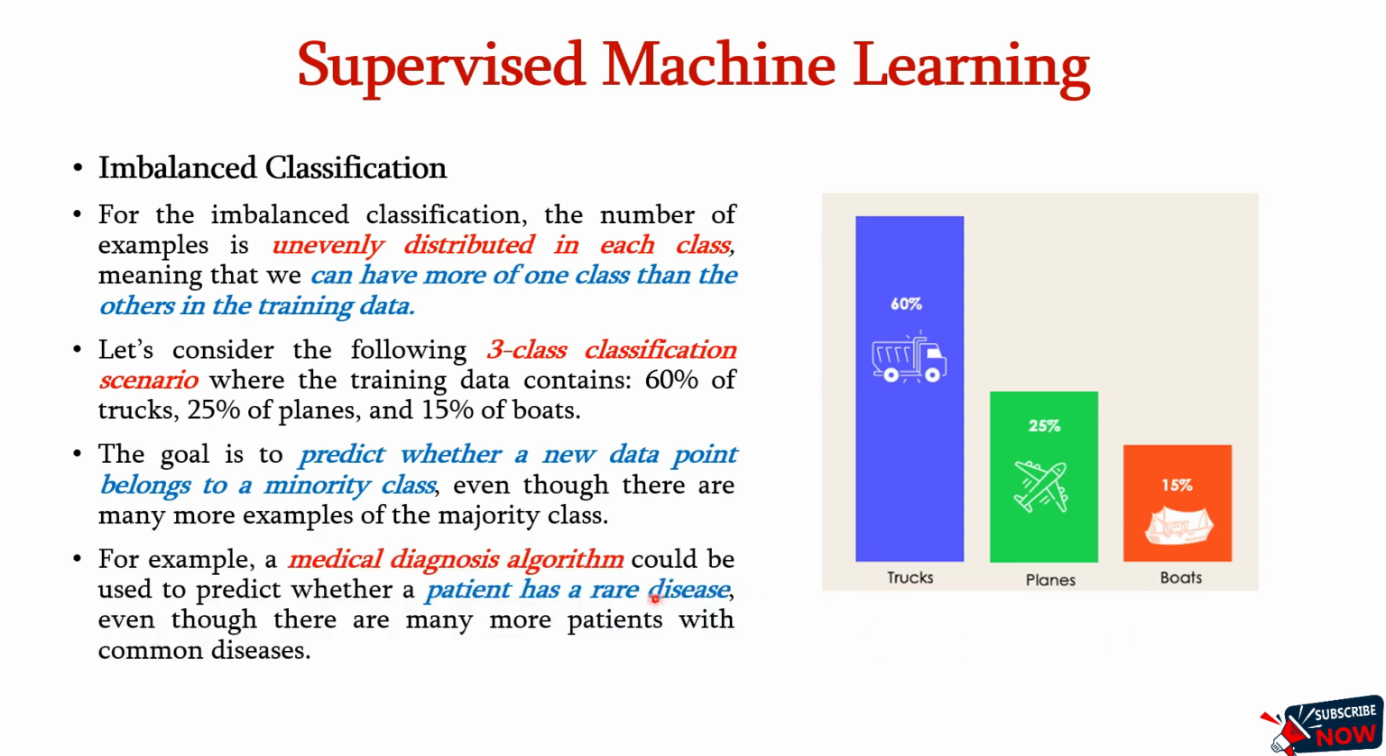For example, a medical diagnosis algorithm could be used to predict whether a patient has a rare disease even though there are many more patients with common diseases. So we have to exactly identify even when the majority of patients have a common disease. If one new patient comes with a rare disease, we have to check whether he belongs to the minority class or not. This type of classification is called imbalanced classification.